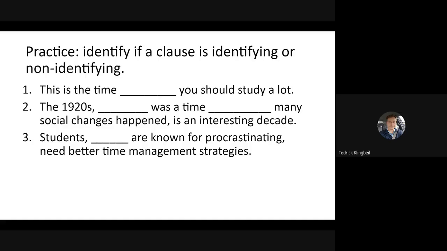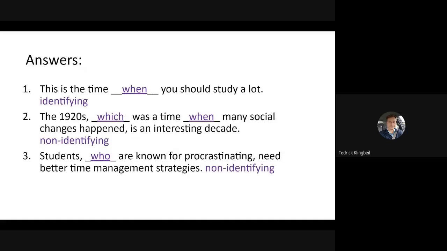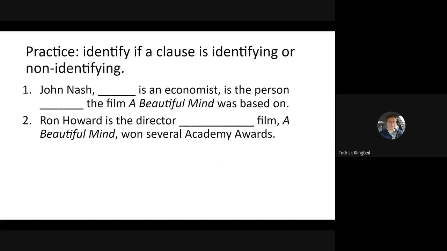All right, let's look at the answers. This is the time when you should study a lot. This is identifying. The 1920s, which was a time when many social changes happened, is an interesting decade. It's non-identifying. And students who are known for procrastinating need better time management strategies. That's non-identifying, right?